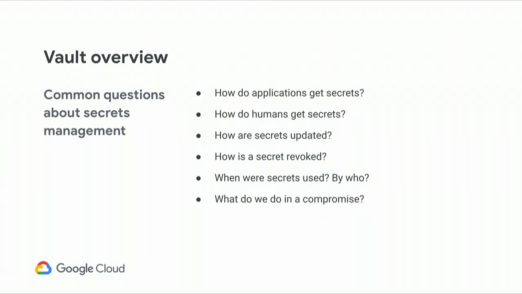Given this problem, and given that secrets are a common attack vector because they often have overly broad access or access critical systems data, we often ask questions like: how do our applications get secrets? How do humans get secrets? How are secrets updated? How are they revoked? Who is using this secret right now? Why are they using it? When are they done with it? And what do we do in a compromise?